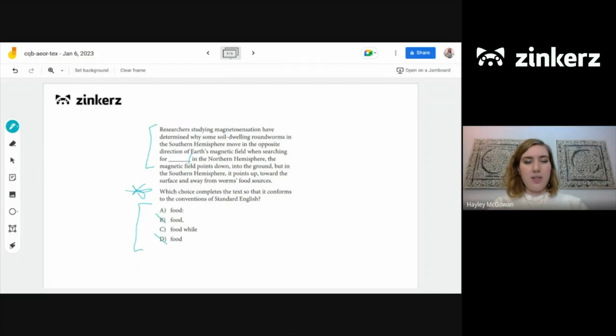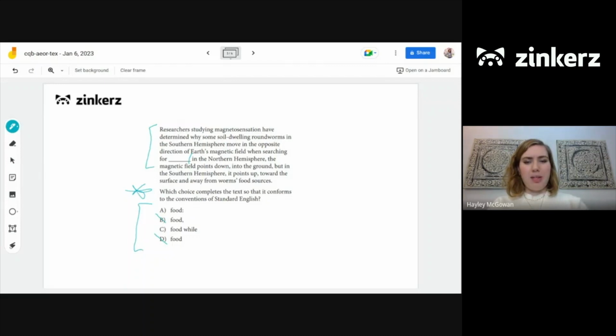So then let's see C. So food while. Let's read that. So the southern hemisphere move in the opposite direction of Earth's magnetic field when searching for food, while in the northern hemisphere, the magnetic field points down into the ground, but in the southern hemisphere, it points up toward the surface and away from worms' food sources. So does the word while make sense in this context? So it does not, right?